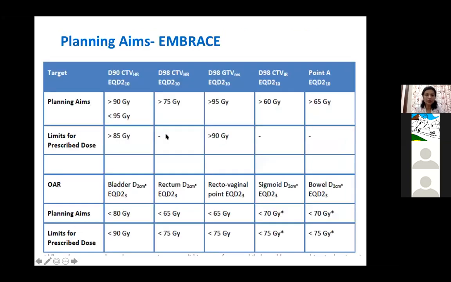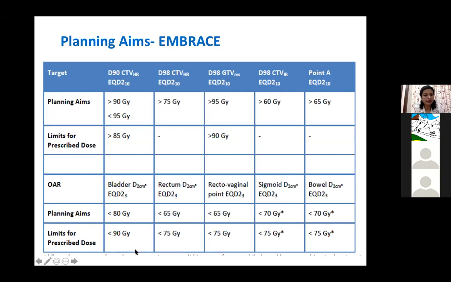So we aim at these planning aims which are recommended by EMBRACE. We aim at a D90 of at least more than 85 gray, and the planning aim is to have a dose somewhere between 90 to 95 gray. The D98 should be more than 75 gray. And the D98 for the GTV, if you are delineating it on an MRI, it is possible only on an MRI, should be more than 95 gray with a minimum of 90 gray.